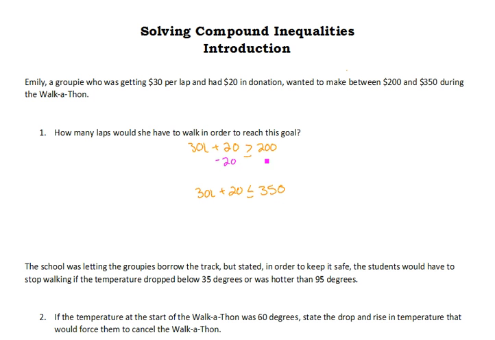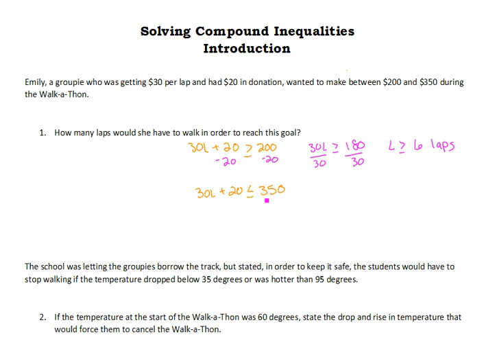So if we subtract her $20 in donations, we end up with 30 laps greater than or equal to 180. Divide the $30 per lap. So it looks like she's going to have to do more than 6 laps.